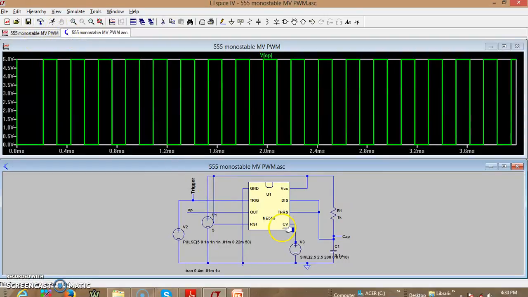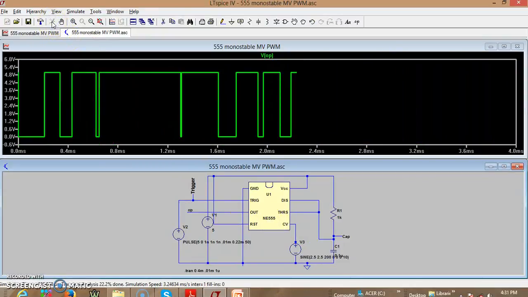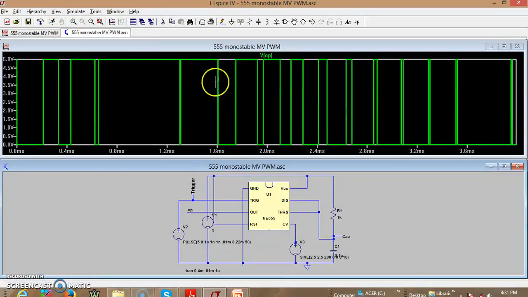Now the VC is 2.5, and over 2.5 we are applying a sine wave of amplitude 2.5 and a frequency of 200 hertz. Now let me see what happens to this. Now you can see there is a variation in the pulse width. So pulse width keeps varying. You can see it is at maximum width, and then the width reduces.